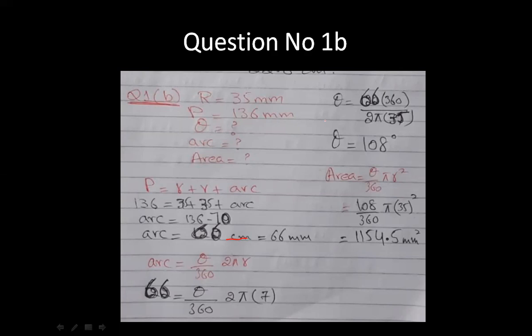So now I know the theta also. And then I can find the area of the sector, and the formula for the area of the sector is theta by 360 pi r square. Theta is 108 divided by 360 multiply pi multiply 35 square. Radius is 35 here. So in your calculator, you will enter 108 divided 360 multiply pi multiply 35 square equals, and that will give you 1154.5 millimeter square. So this is how you will do question number 1, and its B part. Hopefully you understand. These are very straightforward questions. They are giving you practice on the use of those formulae.